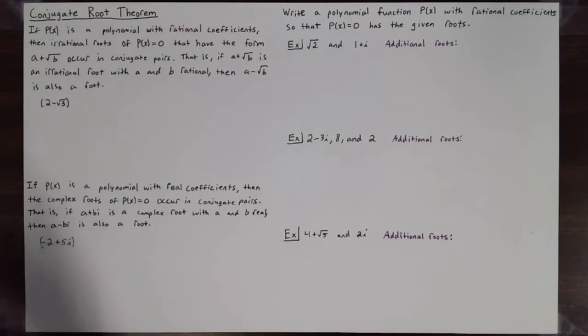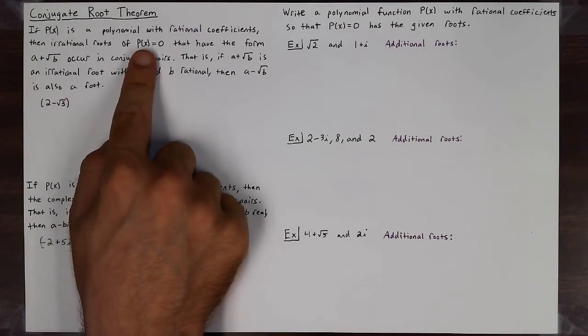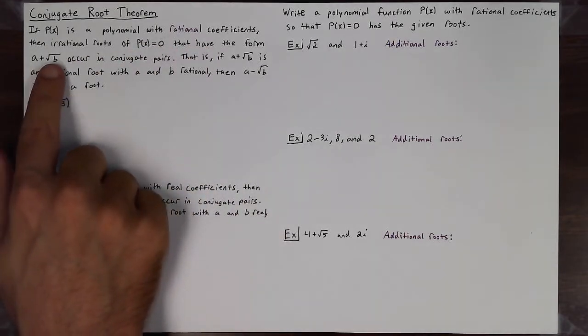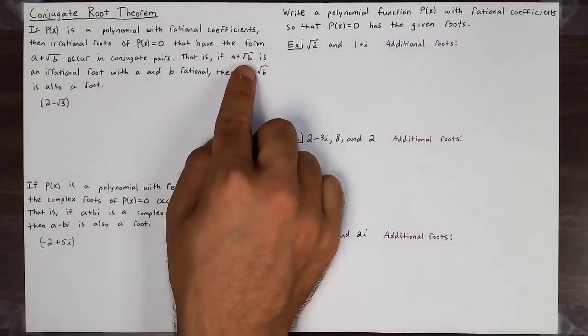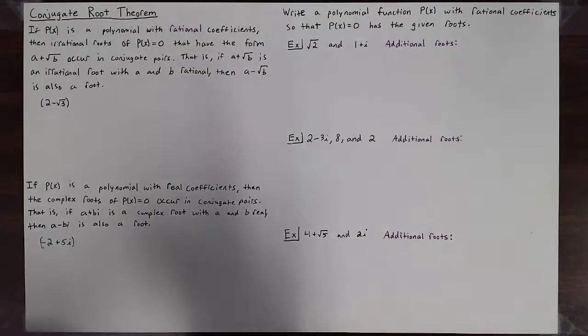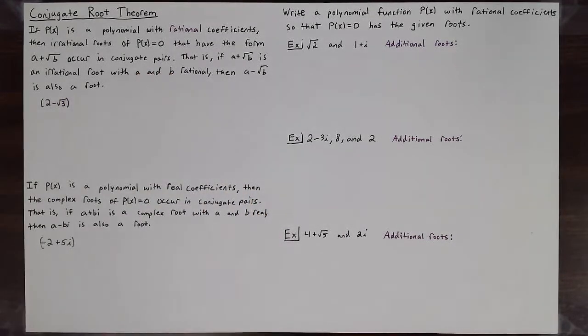has a radical or an imaginary number, then the irrational roots of that polynomial that have the form a plus the square root of b, meaning they have a square root involved, occur in conjugate pairs. That is, if a plus the square root of b is a root, then a minus the square root of b is a root. And that's also saying that a and b are rational as well. There's not a square root within a square root.